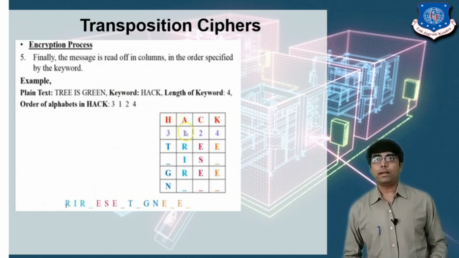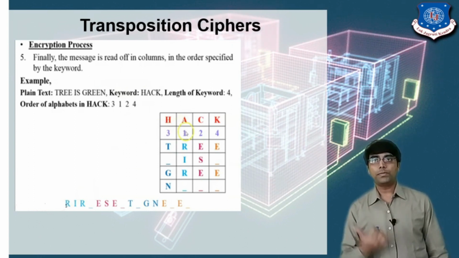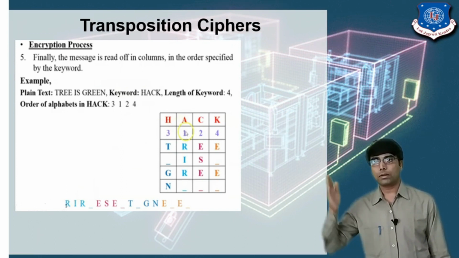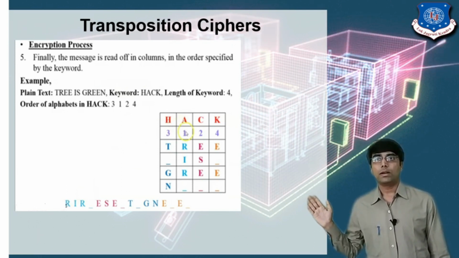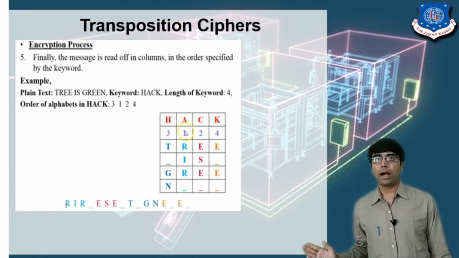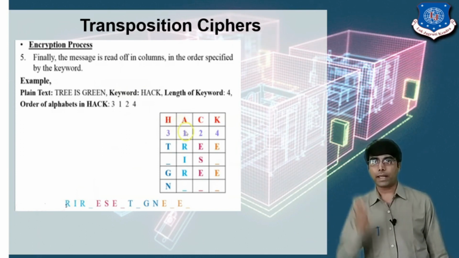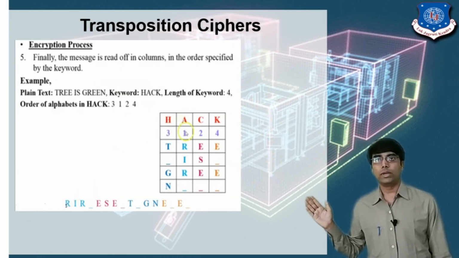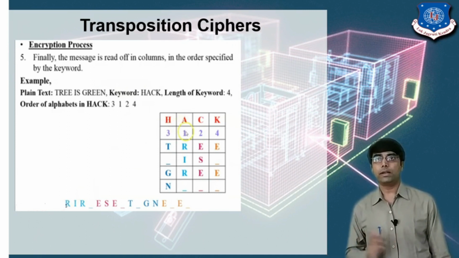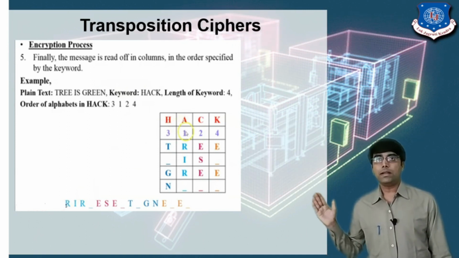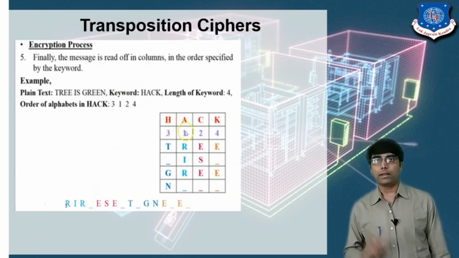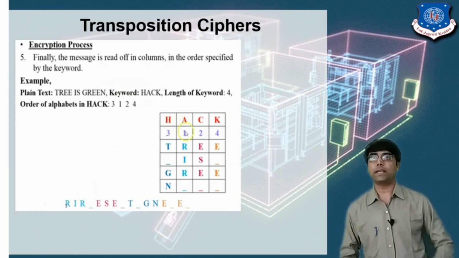Finally, the message is read up in columns in the order specified by the keyword. The order of A is 1, so we will read that column first, and its value is RIR underscore. Now we will read the second column, which is C, and its value is ESE dash. Third, T underscore G underscore N. The last is E underscore E underscore. So this is your ciphertext message.